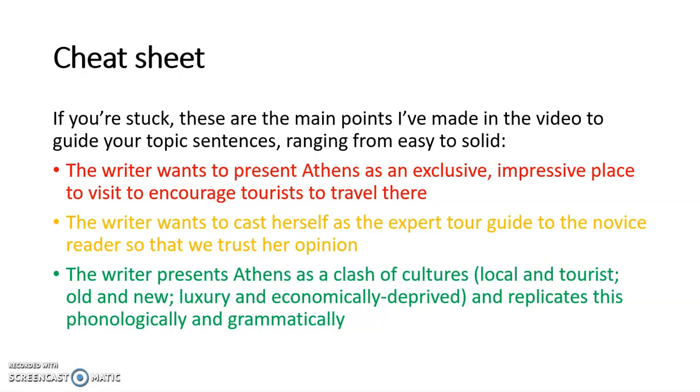The third point you could make, which is pretty solid, I think, because it looks at links between patterns, is that she's representing Athens as a clash of cultures. So she's looking at the clash between locals and tourists, between old and new, between luxury and the kind of economically deprived areas as well, and that kind of reference to the economic crash, and how she replicates that clash phonologically and grammatically. So I'd be looking at how she uses parentheses to put those two things side by side, and I would also be thinking about how she uses alliteration to make it seem kind of like a repetitive, kind of clashy place. I think that's the hardest one.